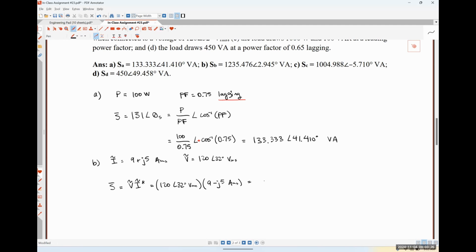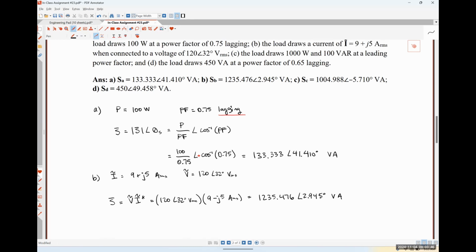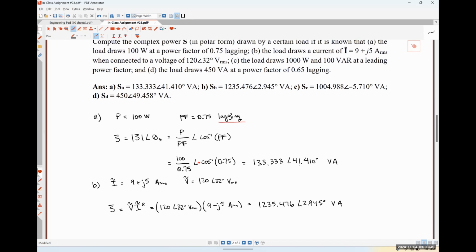So I got 1,235.476 with an angle of 2.945 degrees volt amperes. Any questions about part B? That was literally just direct application of the most basic equation. Okay. Part C.